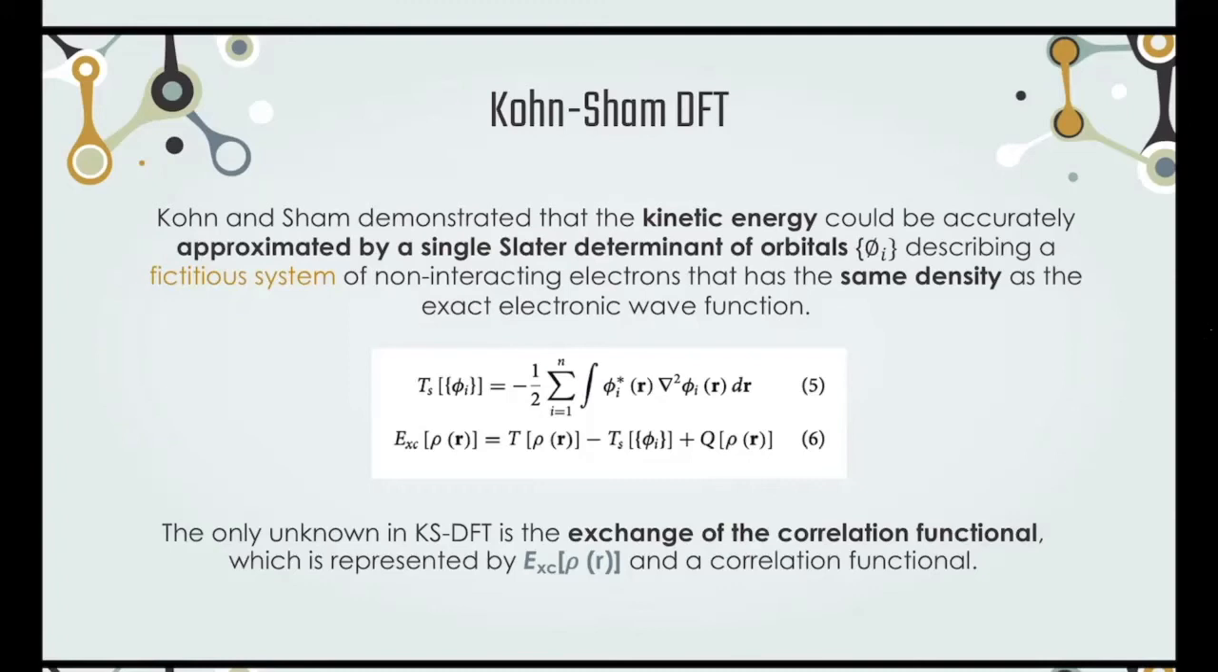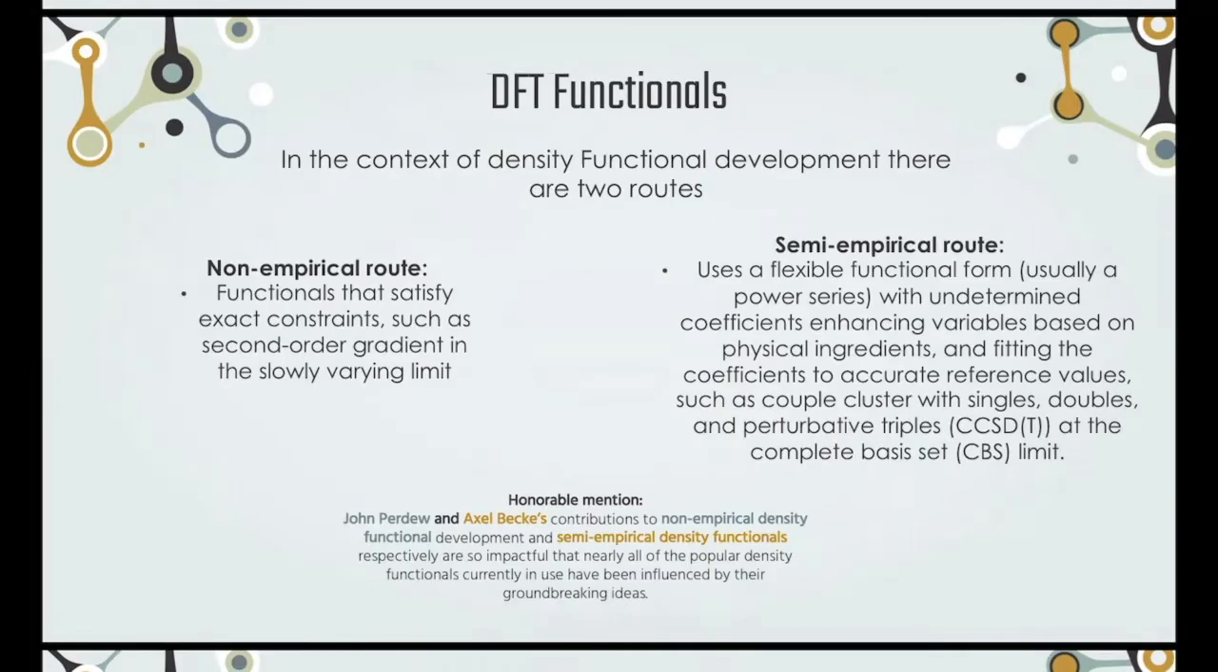And the only unknown in the KS-DFT is the exchange correlation functional, which is this one. So basically, they input all of the rest of the information and then they get the exchange correlation functional. We're talking now about the density functionals, DFT functionals.